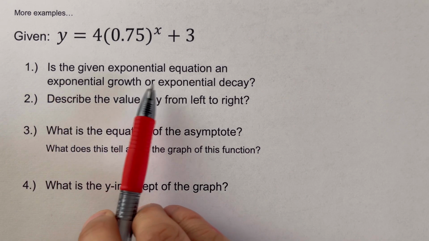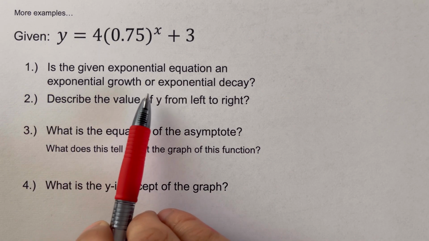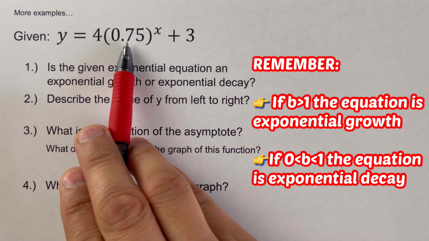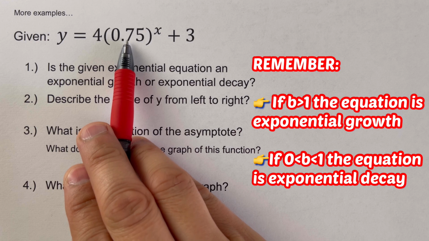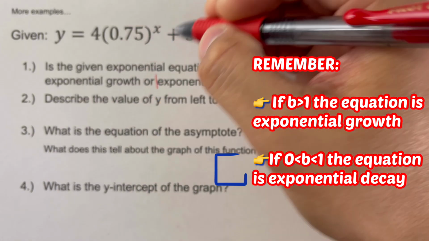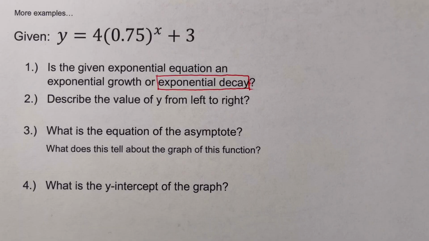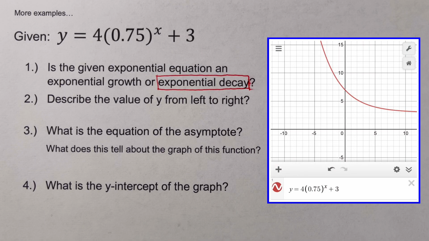Is the given exponential equation an exponential growth or an exponential decay? Again, we remember that if B is greater than 1, then it is an exponential growth. If B is greater than 0 but less than 1, it's an exponential decay. Since our value here is 0.75, it is greater than 0 but less than 1. This is an example of an exponential decay. So I'm just going to go ahead and put this inside the box. You can see on the side the graph of this function. Again, the graph that you see on the side resembles that of an exponential decay.